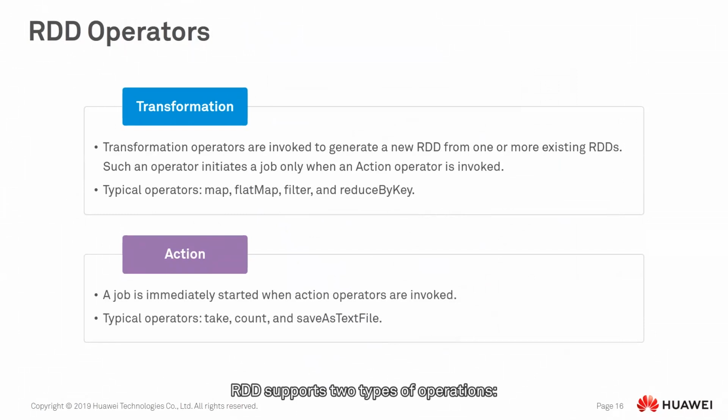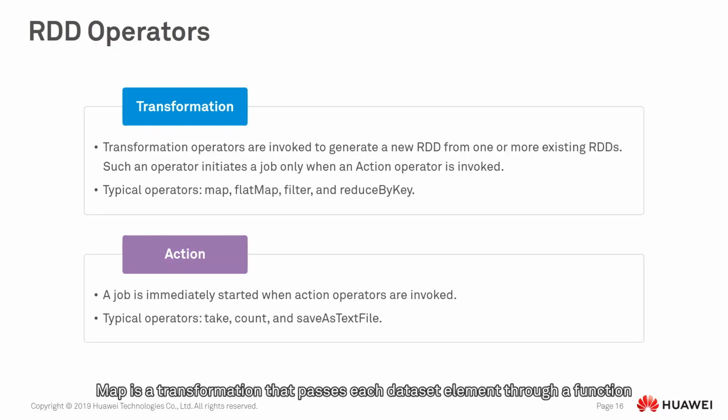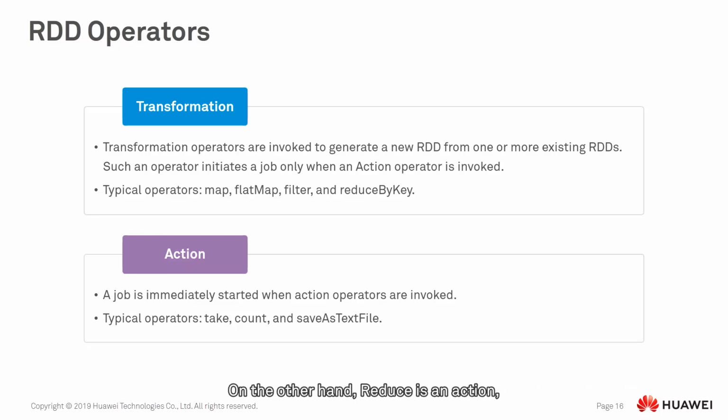RDDs support two types of operations, transformation and action. For example, map is a transformation that passes each dataset element through a function and returns a new RDD representing the results. On the other hand, reduce is an action that aggregates all the elements of the RDD using some function and returns the final result to the driver program.